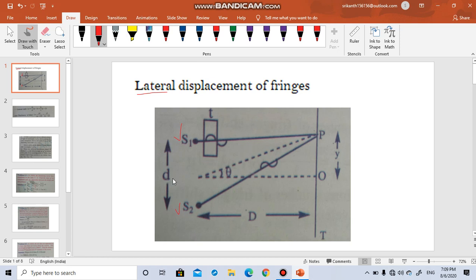Now let us say this is a light wave. In between that you put a thin sheet. What happens is these fringes, they shift. So the distance between the slit and the screen is capital D, and let us say you want to find out what is the shift in that fringe.